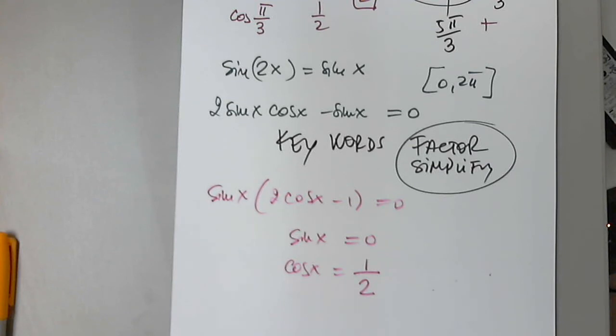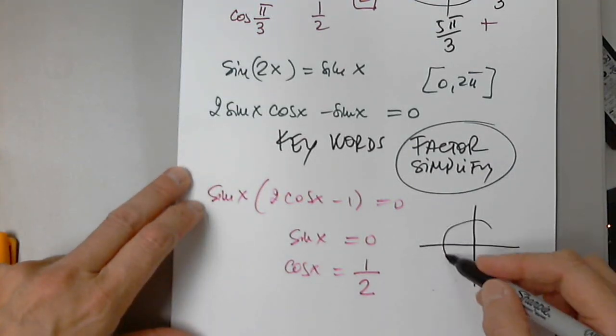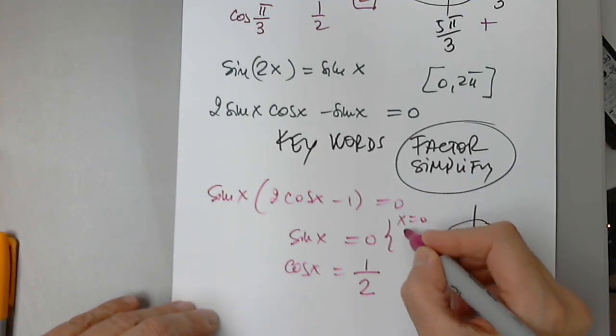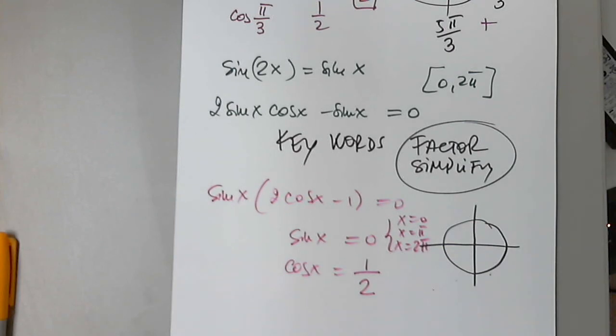Okay, back to the unit circle. Where is sine 0? Remember, sine is measured on the y-axis. So where is sine 0? Exactly. So sine is 0 at x equals 0, x equals pi, x equals 2 pi. Well, 0 and 2 pi is the same place, but never mind.